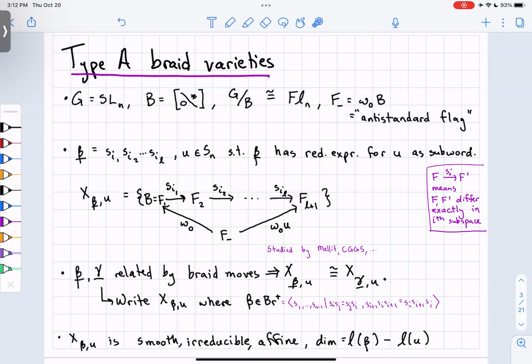There's other ways to get a variety like this. We do it this way to make connection with some other varieties called Richardson varieties. This is the way to set it up if you want to make the easiest connection to Richardson. Okay, so those are our braid varieties.